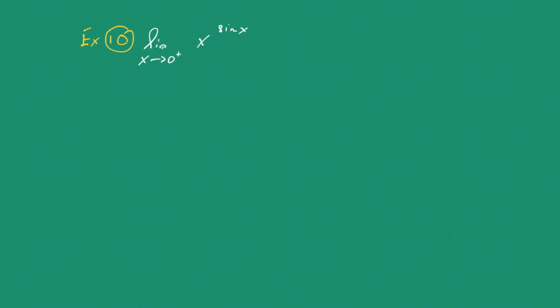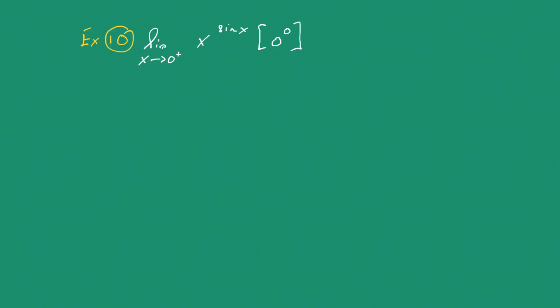For our next example, we're going to try to evaluate the limit as x tends to 0 from the right of x to the sine x. So what type is this? Well, as x tends to 0 from the right, this base here is tending to 0, and the exponent is tending to sine 0, and sine 0 is 0. So this is of type 0 to the 0. That's, again, an indeterminate form. So how are we going to do this? Well, we're going to use exactly the method that we've used for the last few examples.